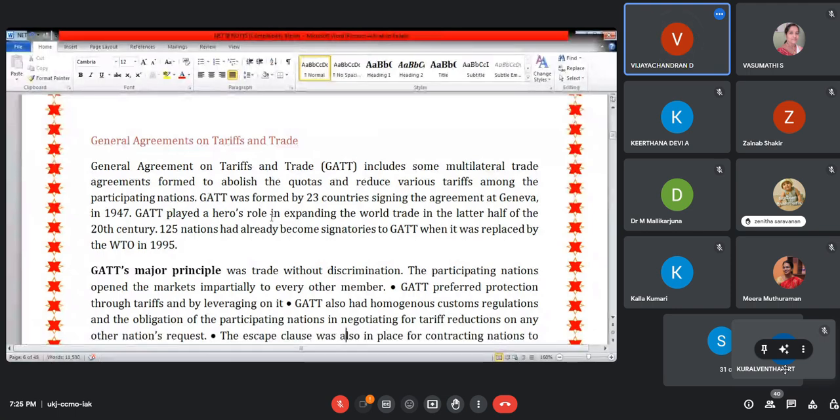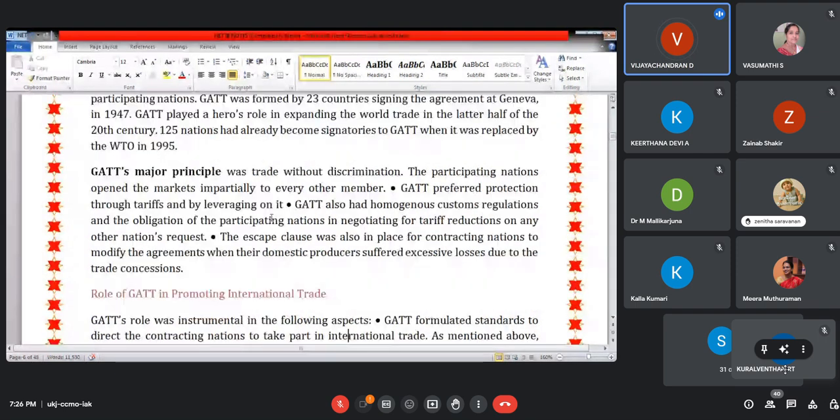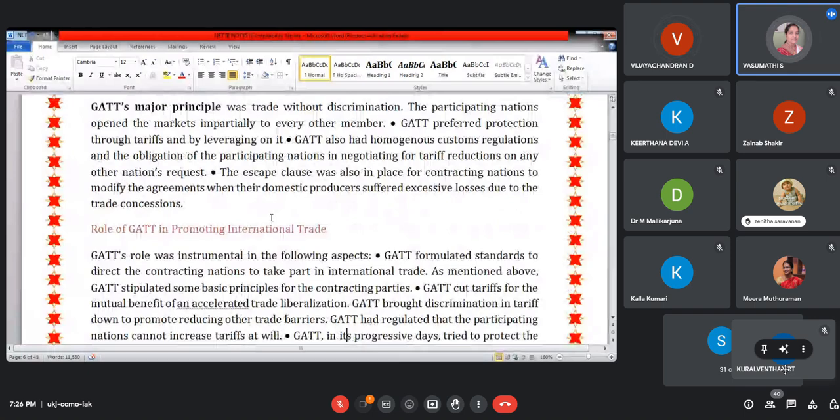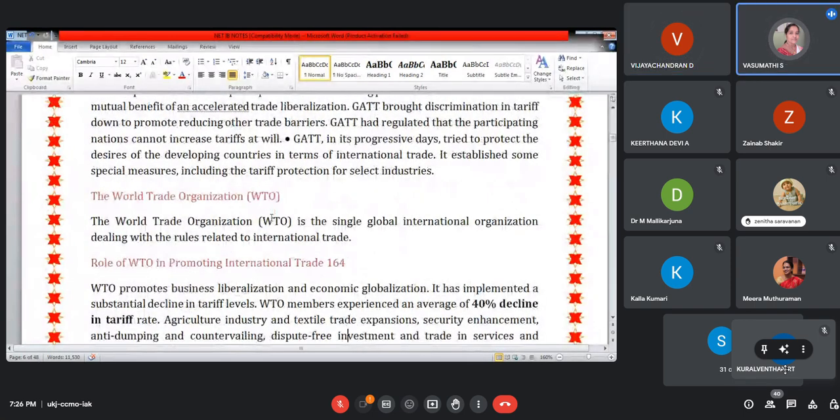So what is the major objective of the General Agreement on Tariffs and Trade? To reduce and abolish the barriers in international trade. For that reason, 23 countries signed at Geneva. So GATT played a hero role in world trade, but now it is named the WTO.